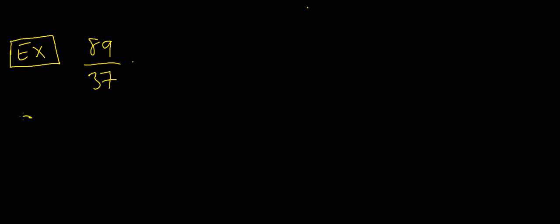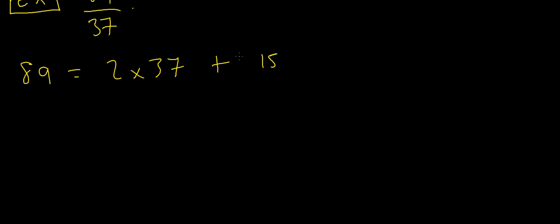So first of all, I want to express 89 as a multiple of 37 plus some remainder. Well, I know that 89 is 2 times 37 plus 15. So I need 2 lots of 37 plus a remainder of 15. Then I look at the number 37 and the number 15, and I'm going to try and express 37 in terms of multiples of 15 and see what the remainder is. So if I do that, I get 37 is 2 lots of 15 plus a remainder of 7.